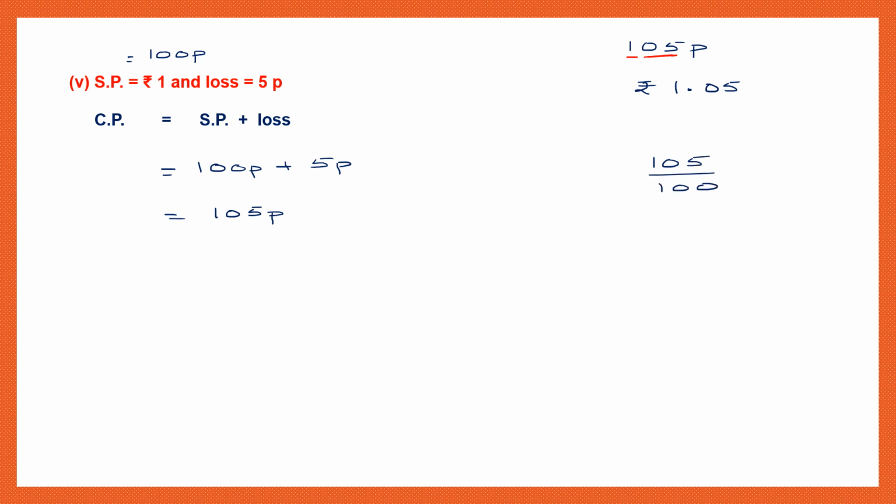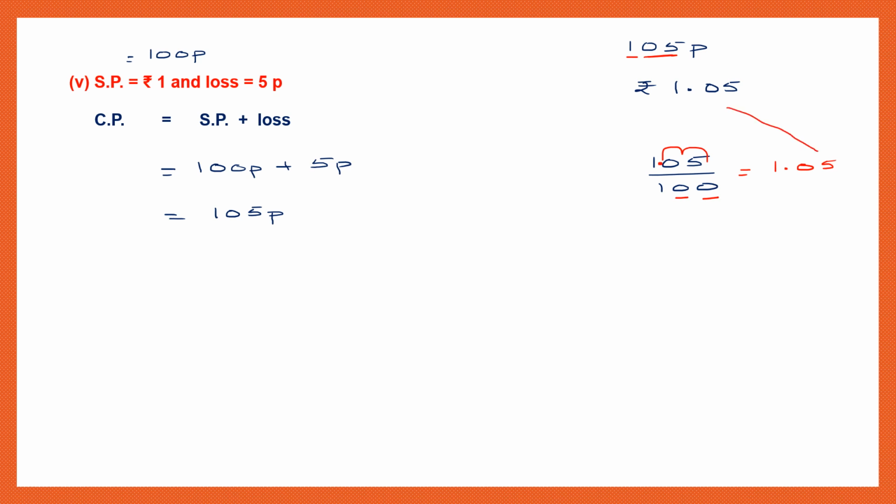When you divide a number by 100, since there are two zeros, the decimal point will move two places to the left. When you divide, it moves to the left. So here we get 1.05. So both these answers, as you can see, are the same.